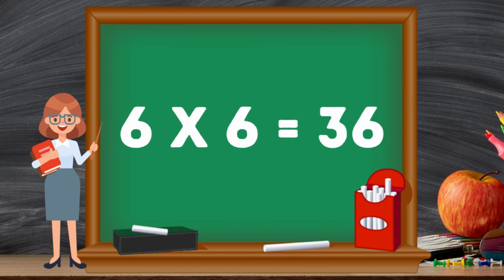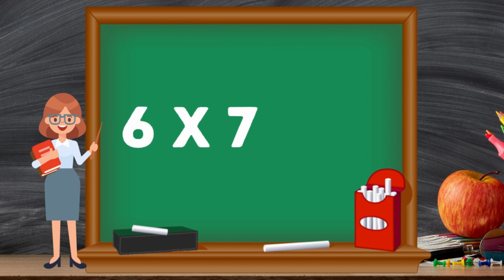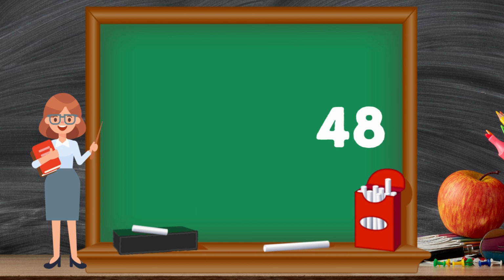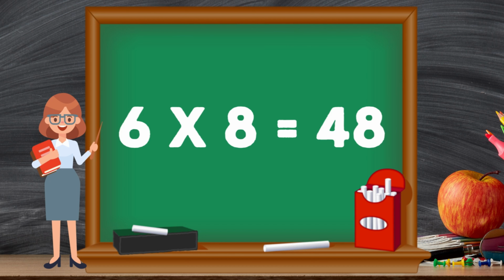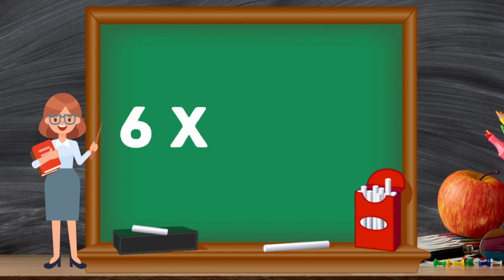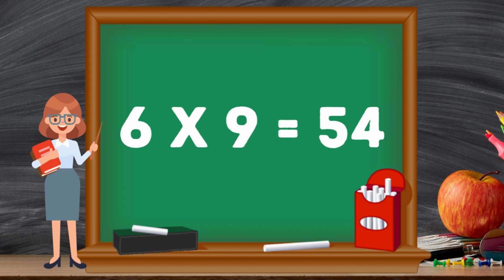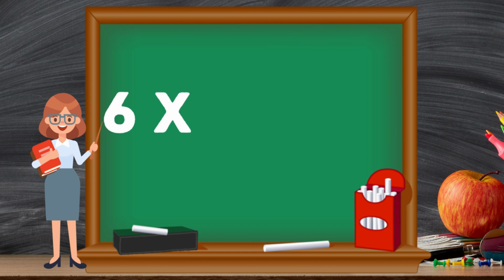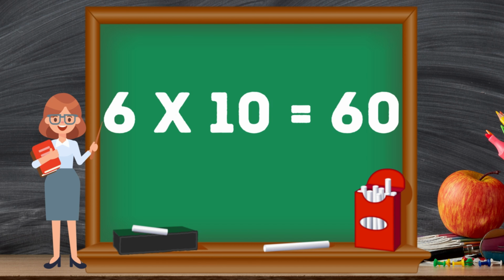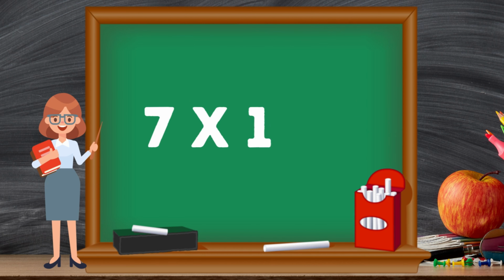Six sevens are 42. Six eights are 48. Six nines are 54. Six tens are 60. Seven ones are 7.